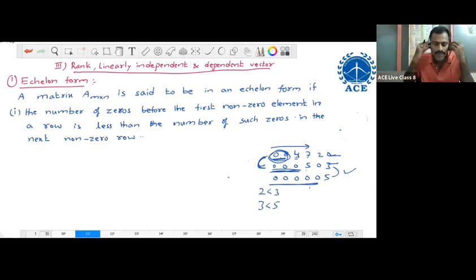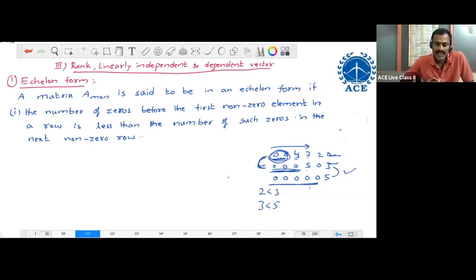Now we have started the rank of a matrix. In the rank of a matrix, there are three methods. First method is the submatrix method or minor of matrix method. Second method is echelon form. Third method is normal form. Out of all this, the simplest, easiest, best method is echelon form. So echelon form is one method to find the rank of the matrix. That is why we are discussing the echelon form conditions.